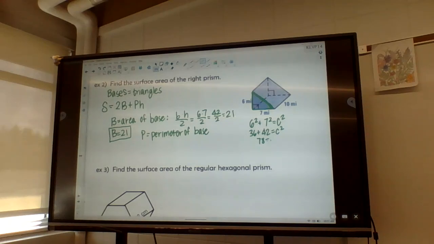Oh, we can add it up. I keep thinking we have to multiply, so used to multiply. I found my C is 8.8. And remember, we have to add up all the outside edges. So we're doing 6 plus 7 plus 8.8 for our perimeter. So our capital P is 21.8.